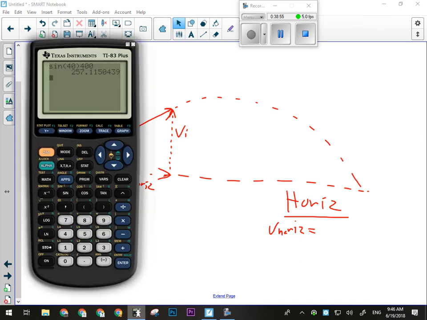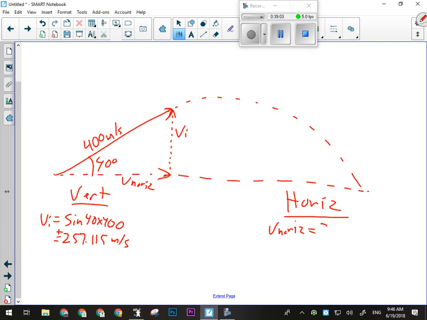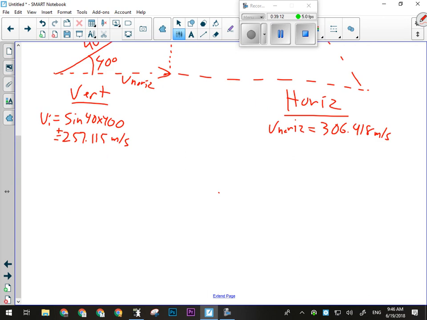And then we'll calculate the horizontal one. So cos of 40 degrees times 400 gives us 306.418 meters per second. Okay, what do I have to remember about the whole trip in terms of VF? It's the same, but negative, right? Okay, so VF is negative 257.115 meters per second, right? And we know the acceleration is negative 9.81 meters per second squared, right? We can find time then with this information.